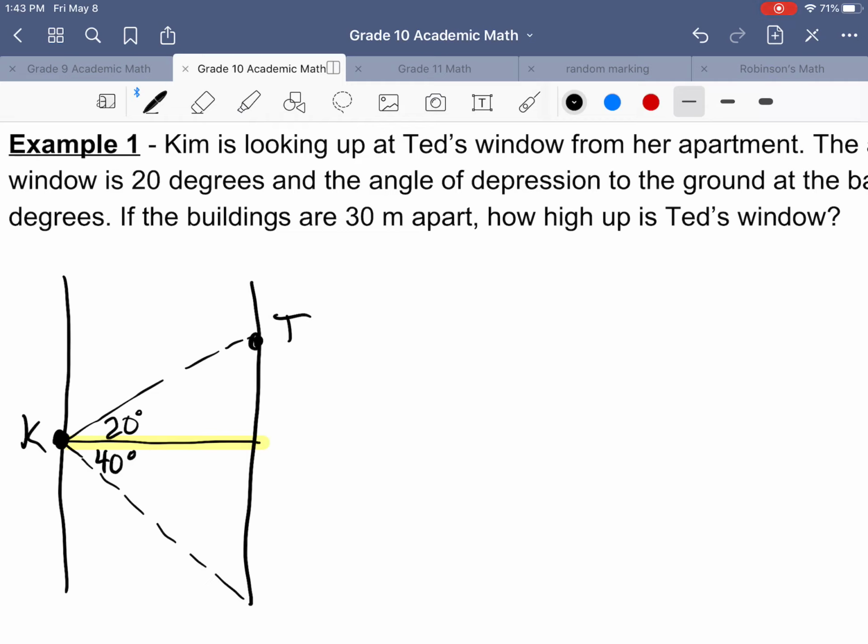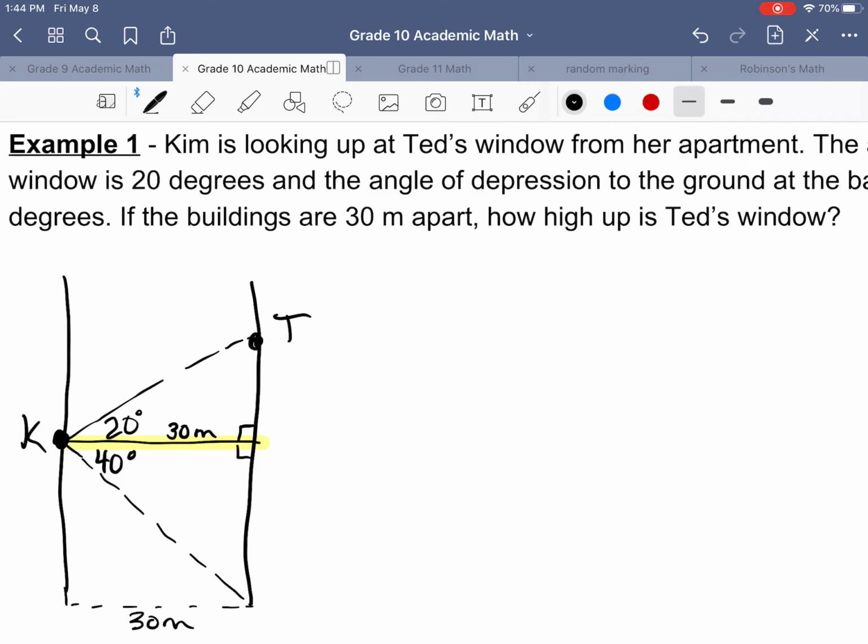And the last piece of information we are given is that the buildings are 30 meters apart. And then we're asked how high up is Ted's window. Okay, so the buildings are 30 meters apart, so here they are at the bottom, we are 30 meters. This also means that that yellow line I've highlighted there, we're assuming the buildings are straight up and down, is also 30 meters. And if Kim's looking straight out and then up, or straight out and then down, there's our horizon, so this is going to be a 90-degree angle.